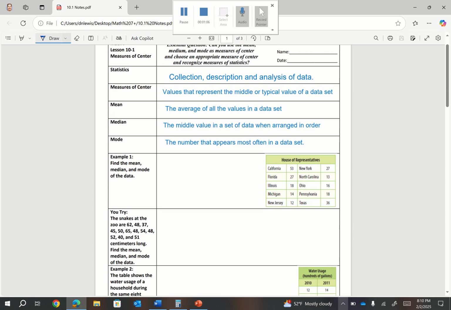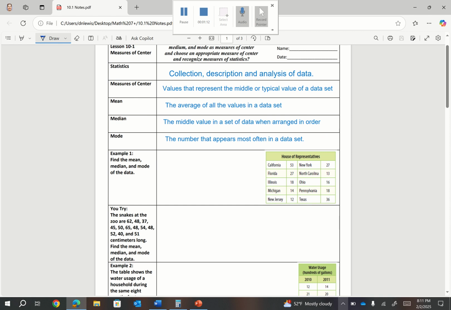Okay, so example 1, we're just going to find the mean, median, and mode of the data. So I have to first put all these numbers in order.